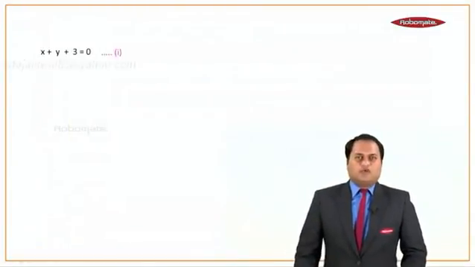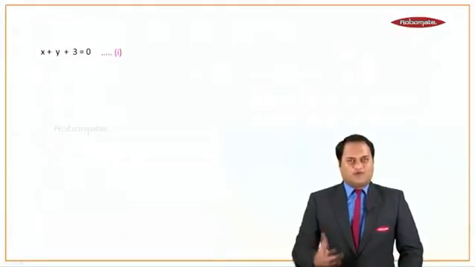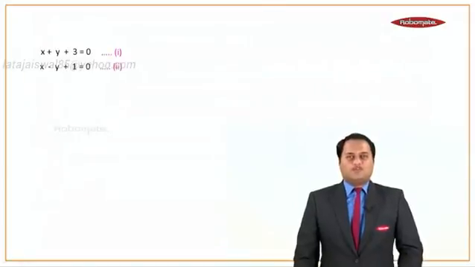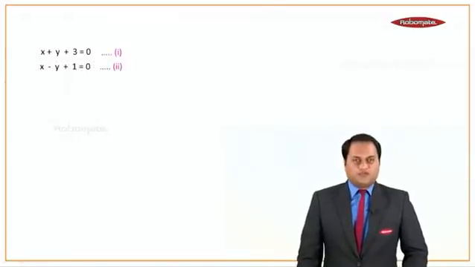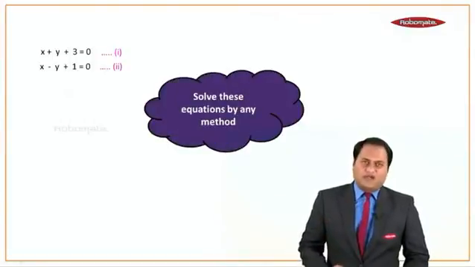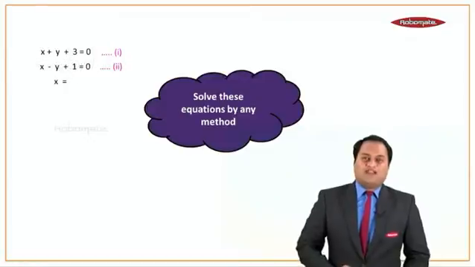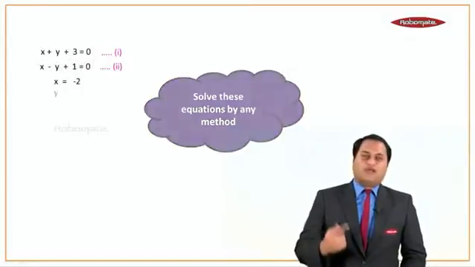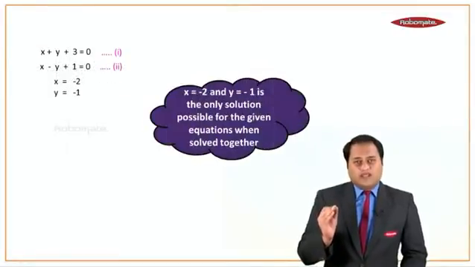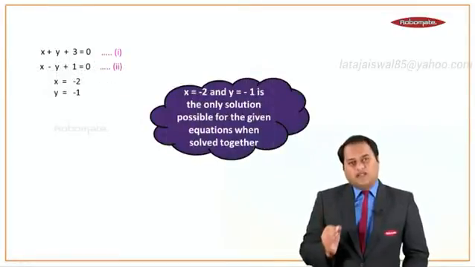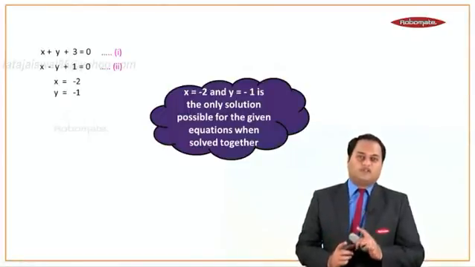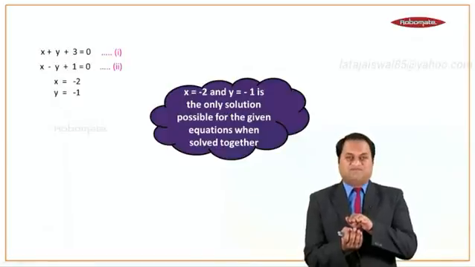Let's consider two equations. x plus y plus 3 is equal to 0 is equation number 1, and x minus y plus 1 is equal to 0 is equation number 2. Now you solve these equations by any of the four methods that you have studied, and trust me, you will get the value of x as minus 2 and the value of y as minus 1. Now this x is equal to minus 2 and y is equal to minus 1 is the only solution possible for the given equations when we solve the equations together.